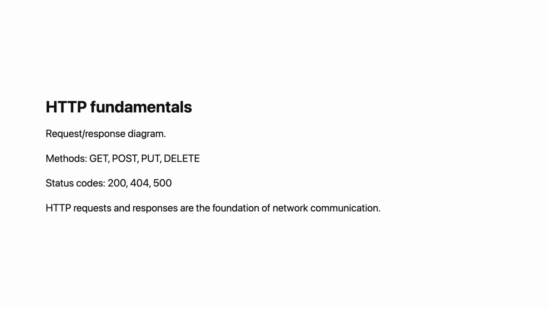Apps communicate with servers over HTTP. HTTP requests have a method. GET retrieves data. POST sends data. PUT updates. DELETE removes. Requests go to a URL, like https://api.example.com/users.